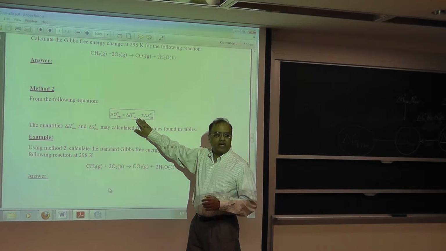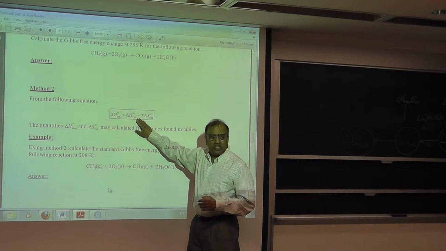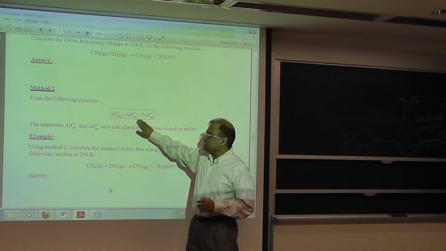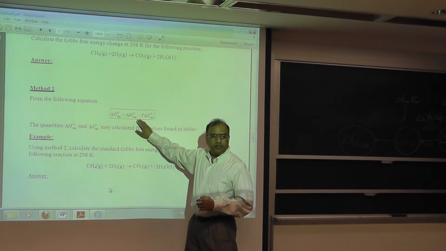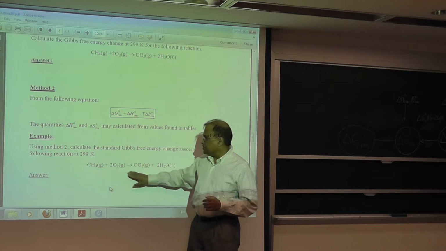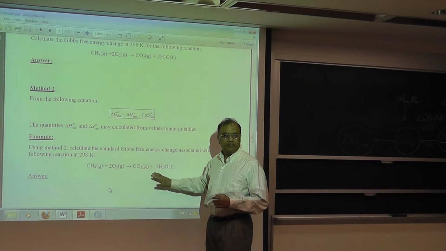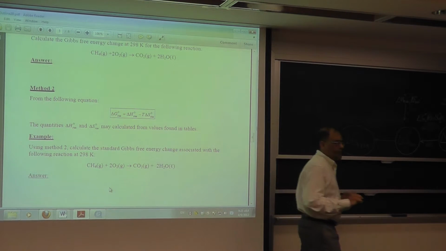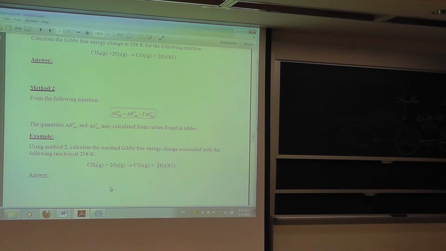Where did this equation come from? Definition of Gibbs free energy, G is equal to H minus TS. Okay, can you go ahead and calculate delta G naught reaction for this reaction? Same reaction, different method.